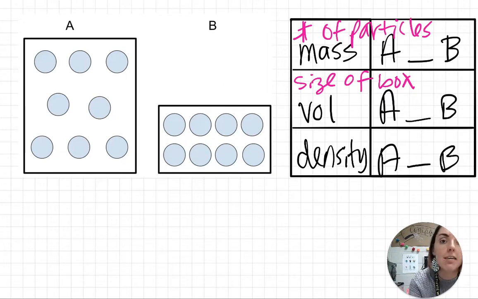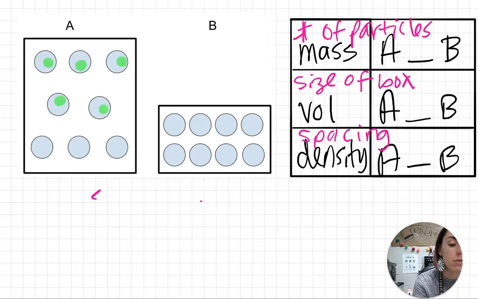Well, for A, first, if we're looking at mass, let's count particles. So I've got 1, 2, 3, 4, 5, 6, 7, 8 particles here. And I've got 1, 2, 3, 4, 5, 6, 7, 8 particles here. So that means that A and B have the same mass. It's equal. They have the same number of particles in each of their boxes.